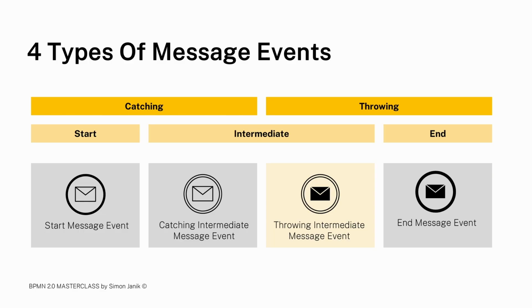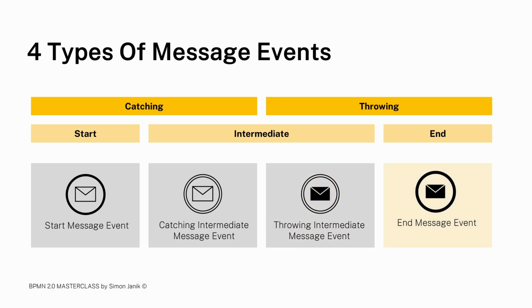Next, we have the throwing intermediate message event. It is also placed during the process, but this type of event sends a message. For instance, to confirm an order, the system sends a notification. And it doesn't wait at this point. It just throws the message and moves on to the next element in the process.